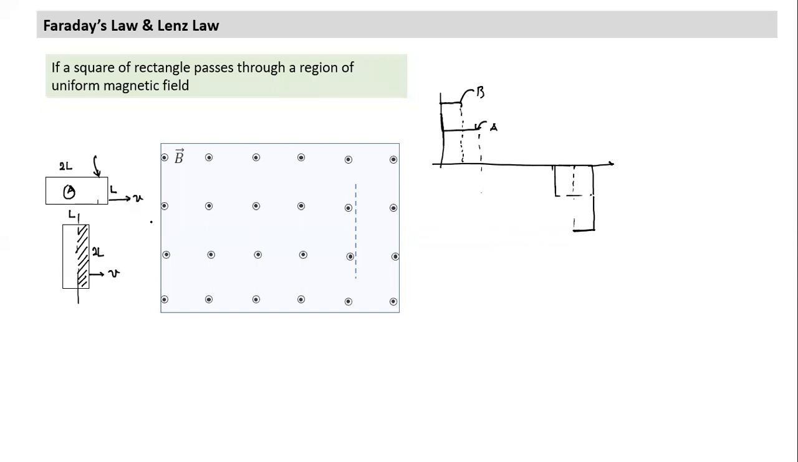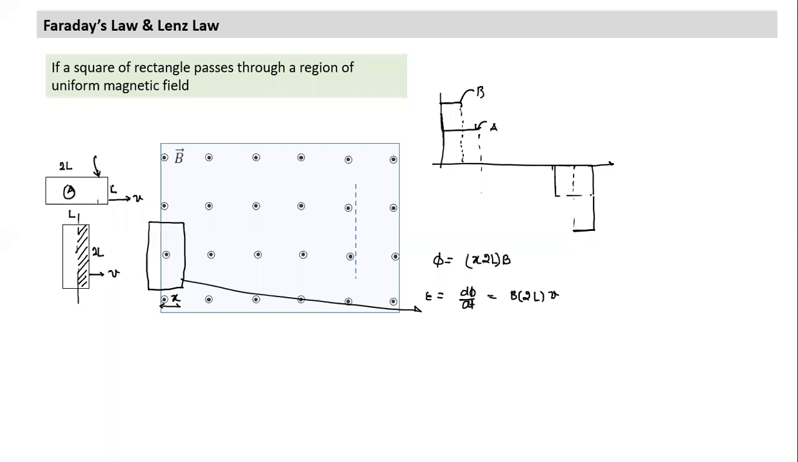So suppose again we do exactly the same thing. Let's take it has entered. How much length is inside? Let's take an instance where X length is inside. What is the flux at this instance? X into 2L is the area. Field is B. Cos theta is equal to 1. So what will the EMF be now? EMF will be d phi by dt, which will be B into 2L into v.